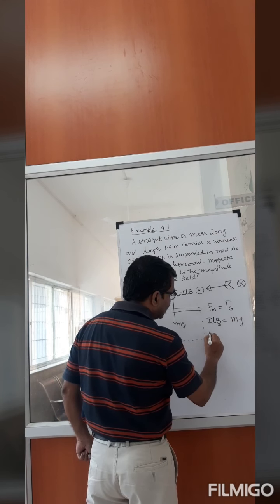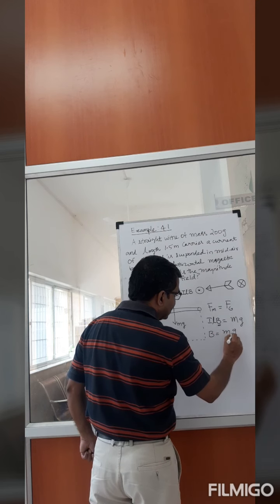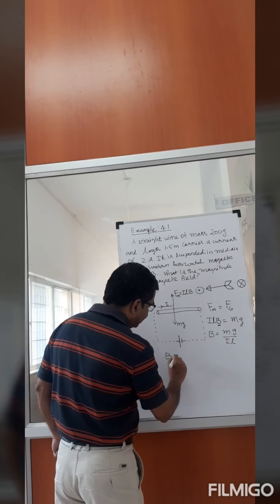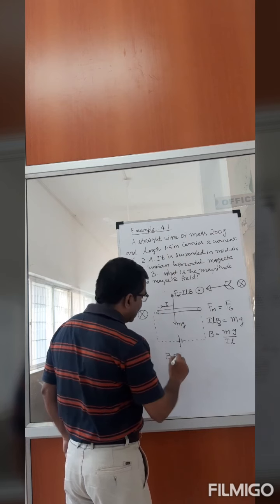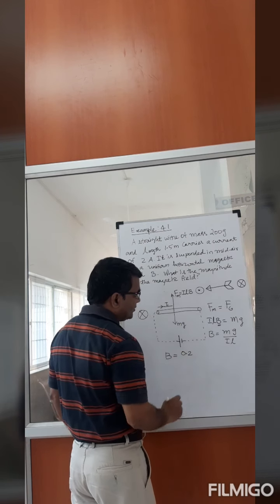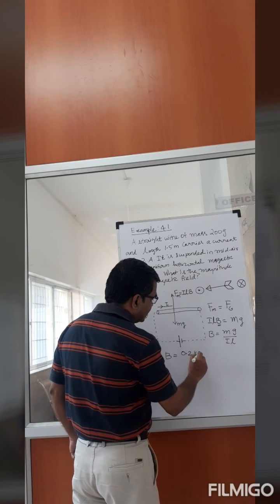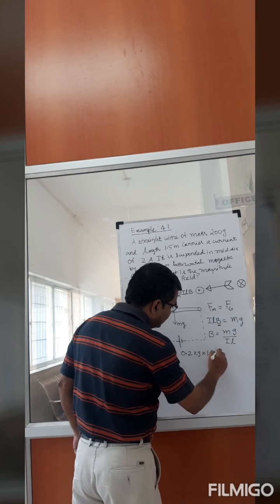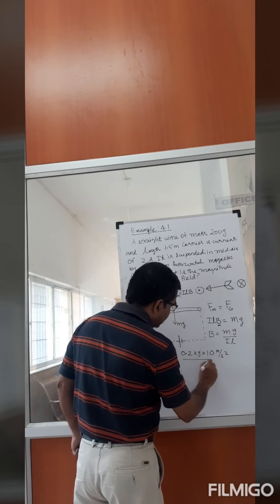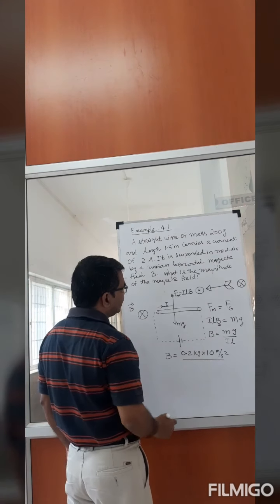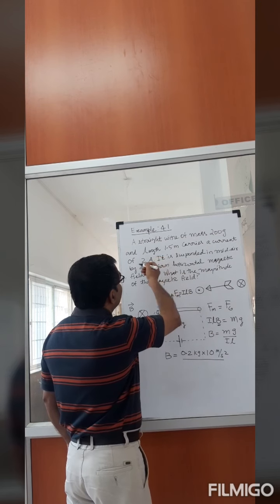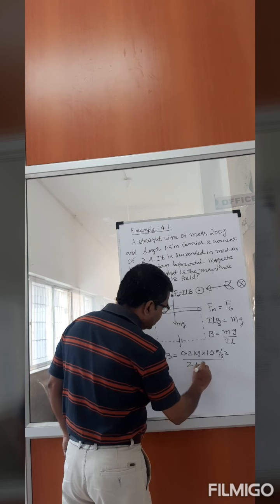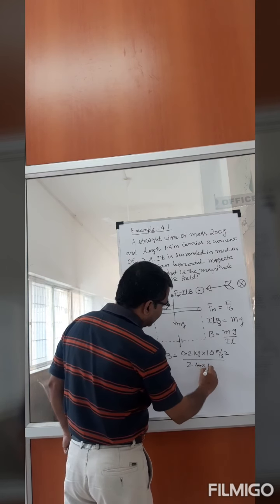I need to find B, so B is equal to mg by IL. So what is B here? What is M? M is 200 grams, which is 0.2 kg. And I'll take g as 10, so 9.8, I'll take 10 meters per second square. Divided by I, which would be 2 amperes. And L is 1.5 meters.